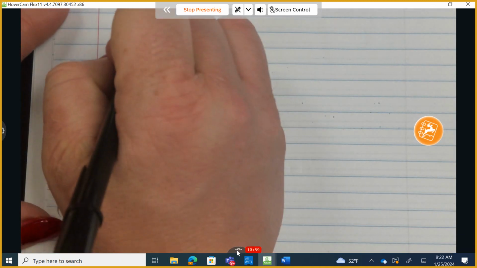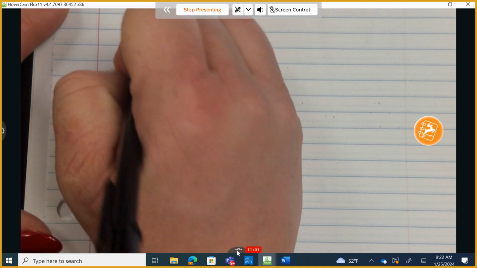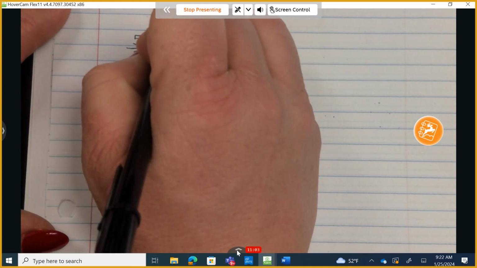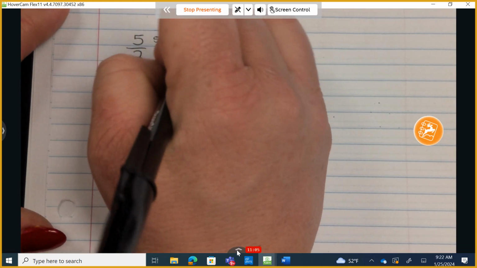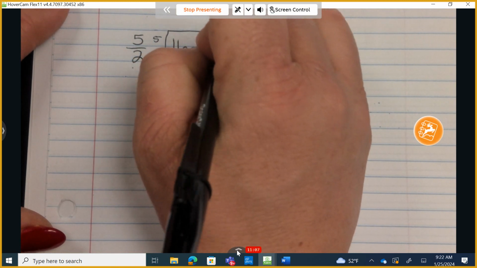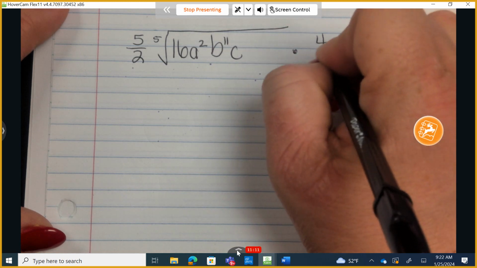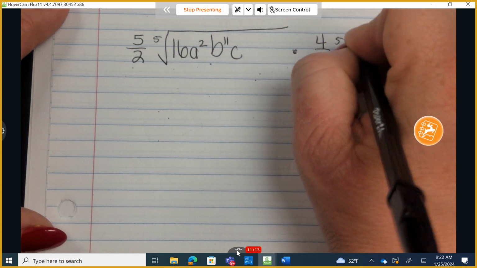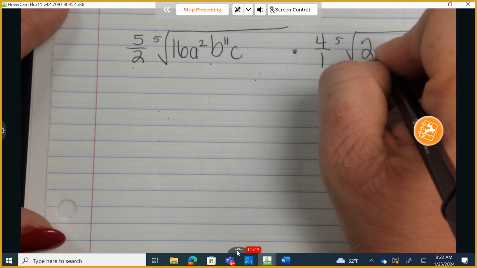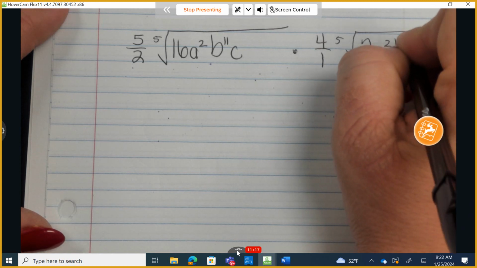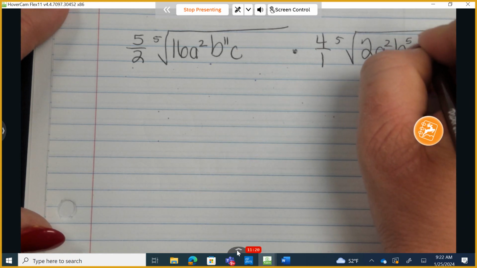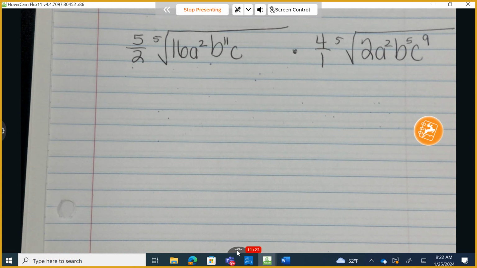We're going to take this as another timed setting. I have 5 halves times the 5th root of 16, a squared, b to the 11th times c, times 4, the 5th root of 2, a squared, b to the 5th, c to the 9th. You have 2 minutes. Please begin.